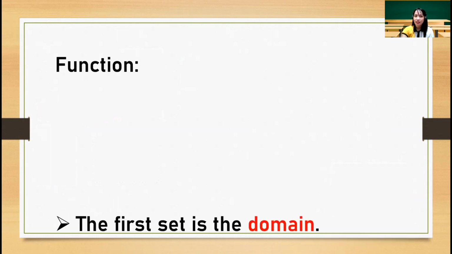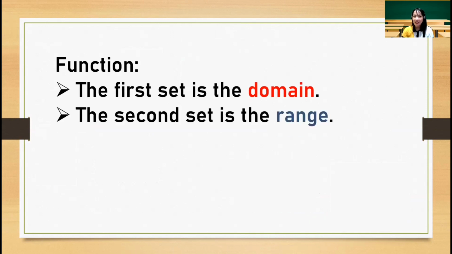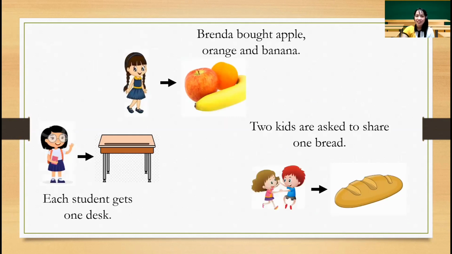Function. The first set is the domain, and the second set is the range. Whatever the values in the first set, all of the elements in the first set, that is called the domain. All of the elements, all of the values in the second set, that is called the range.